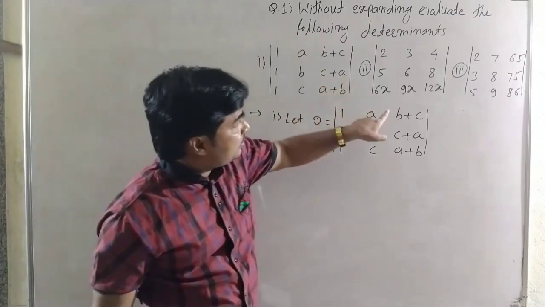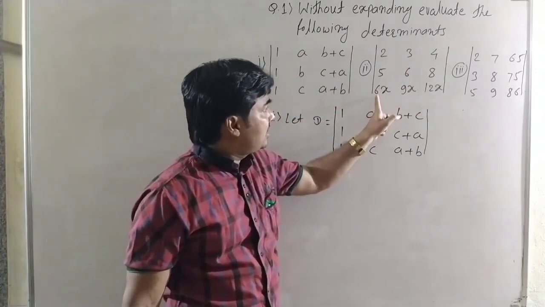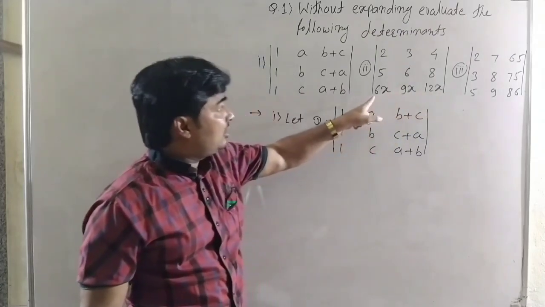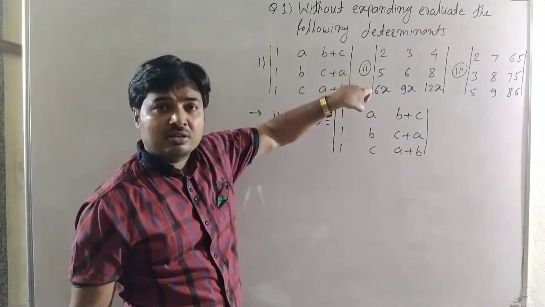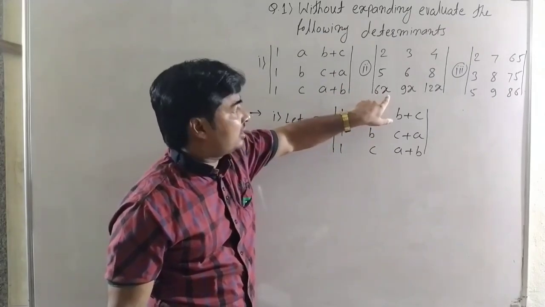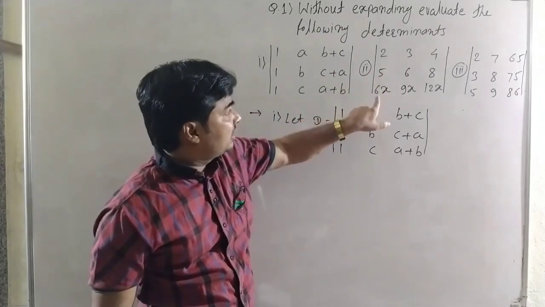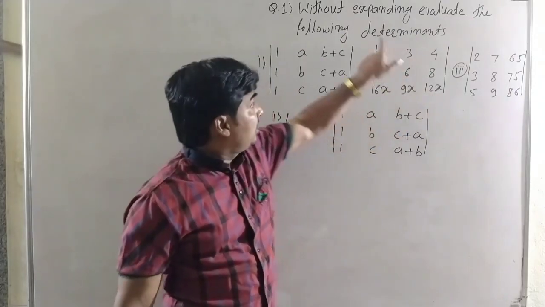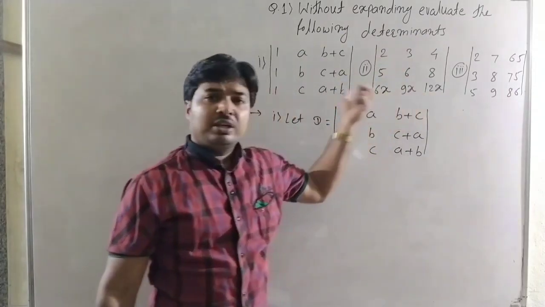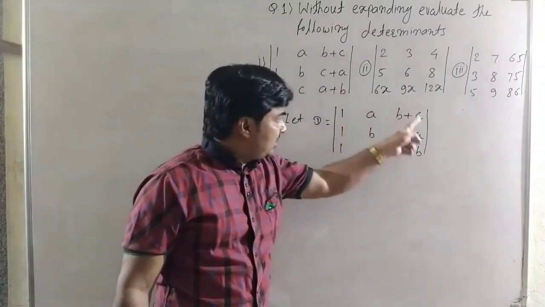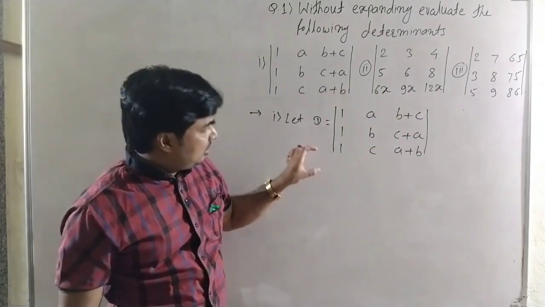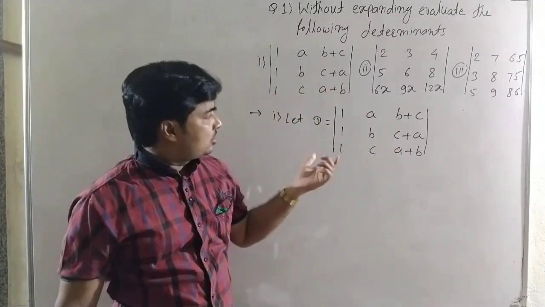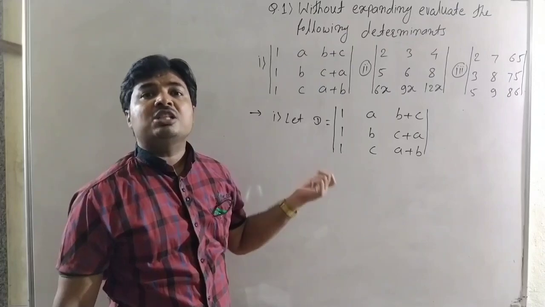See carefully in this other example. There are 6x, 9x and 12x in the third row, so we can take a common 3x, and the remaining are 2, 3 and 4. In the second example, in the third row we can take a common 3x. But in this determinant there is no common value of all elements in a row or column. So here we use the transformation.